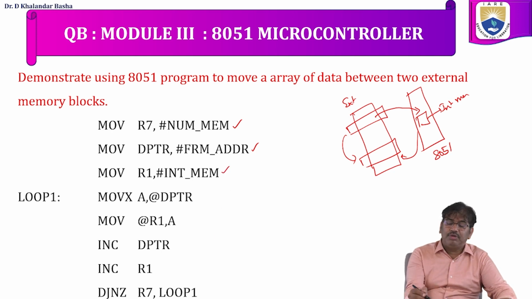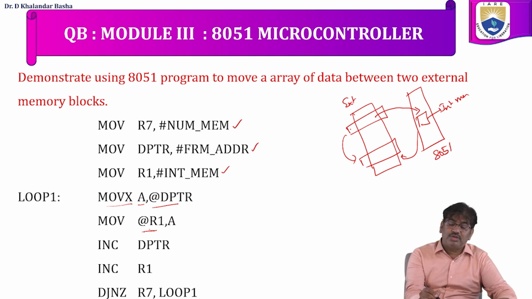Next, the internal memory address will be loaded into R1. So first, external memory data will be copied into the accumulator by using the MOVX instruction, A from the external memory. Now, whatever the accumulator content is, that will be copied into the internal memory. So for that, MOV @R1, A. This refers to the internal memory.